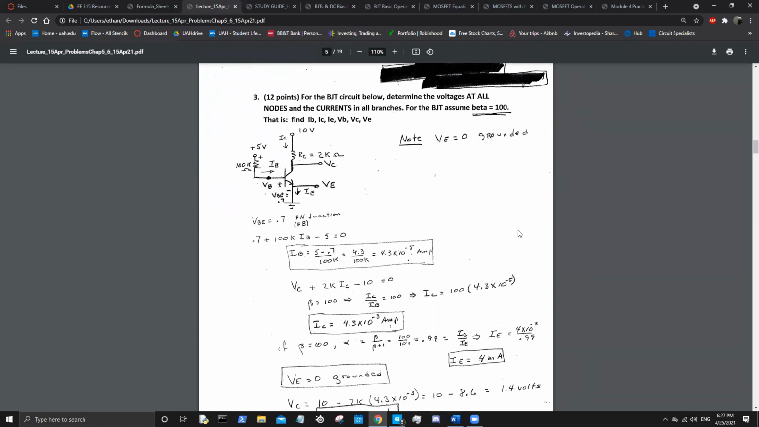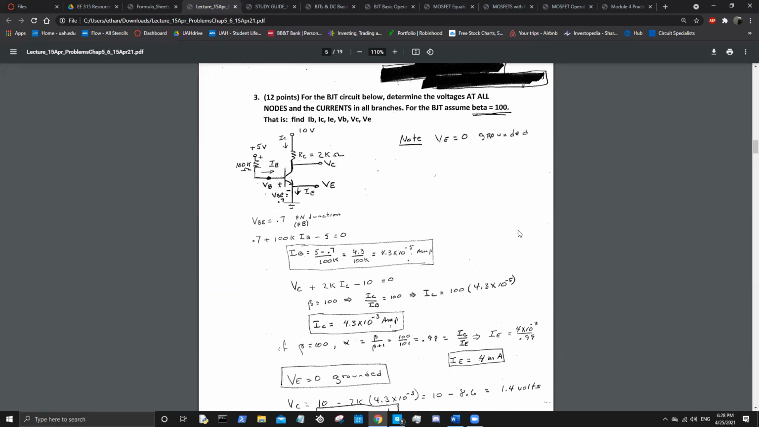All right, BJT time. For the BJT circuit below, determine the voltages at all nodes and currents in all branches. We're given a beta, so that means we can solve for alpha if we need to. Does he even do that ever? Yes, he does, almost immediately, in fact. And alpha is 0.99 from that. We have to find IB, IC, IE, VB, VC, and VE, and he has them labeled on that circuit. I wish the circuit was a little bit bigger, but it is what it is.